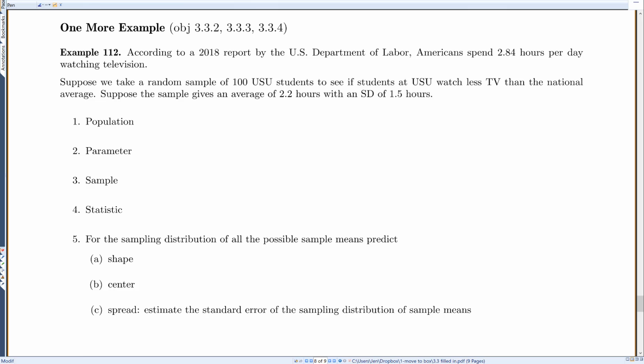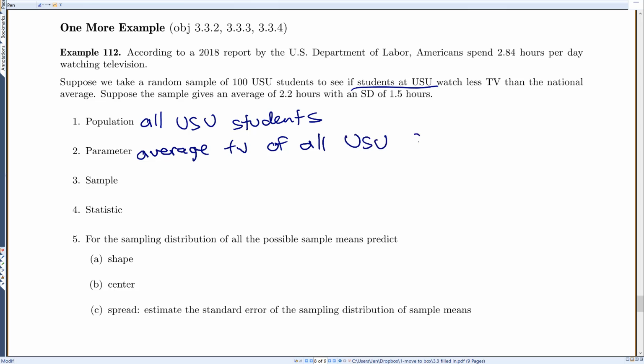So what is the population we're actually interested in? So it's not actually all Americans. We're only looking at students at USU. So the population would be all USU students. The parameter would be the average TV of all USU students.